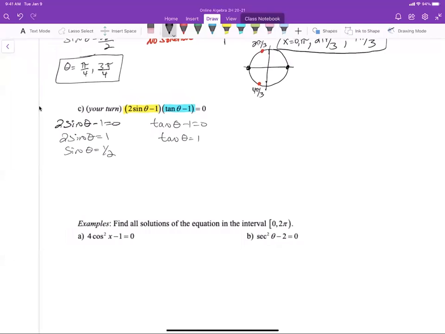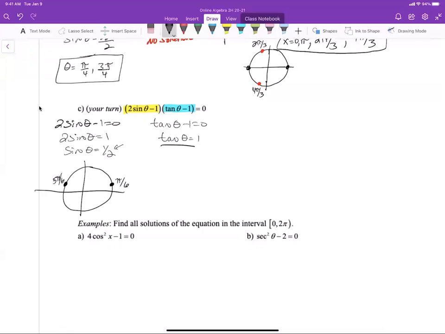Now, let's do sine first. Sine is my y values. That means my y values are my short side of my 30, 60, 90 triangle, and it's positive. That is my pi over 6 angle here, and this is 5 pi over 6 here. So for sine theta equal to 1/2, my angles are theta is equal to pi over 6 and 5 pi over 6.